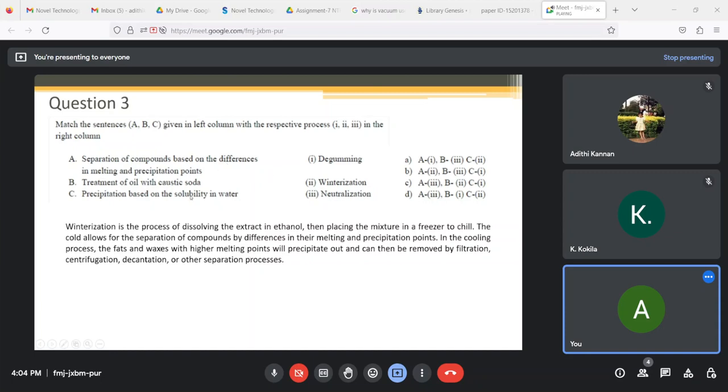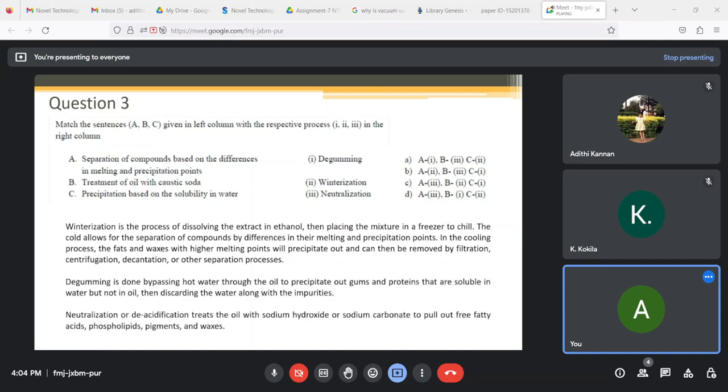So the second is treatment of oil with caustic soda. That is done in a process known as neutralization. Neutralization, or deacidification, treats the oil with sodium hydroxide or sodium carbonate to pull out the free fatty acids, the phospholipids, pigments, and waxes. You will have a slightly acidified oil initially fed into the neutralization step, where you will adjust the strength of the caustic soda as per your needs, and based on those strengths you will be able to separate out the free fatty acids, the phospholipids, pigments, and waxes, which are not preferred in oil.